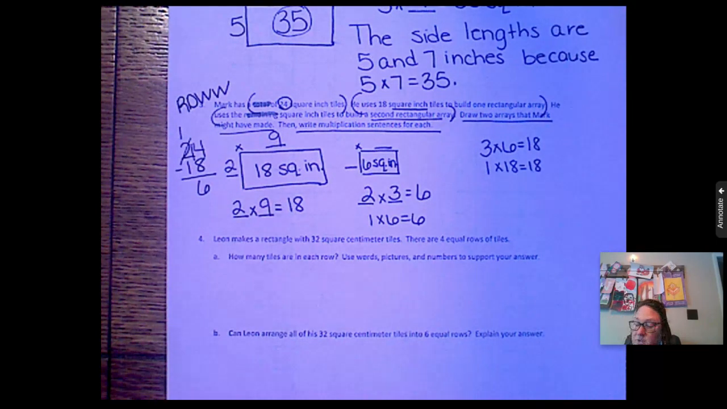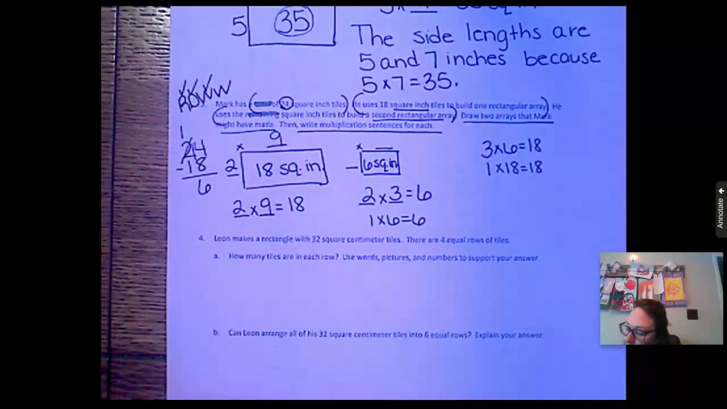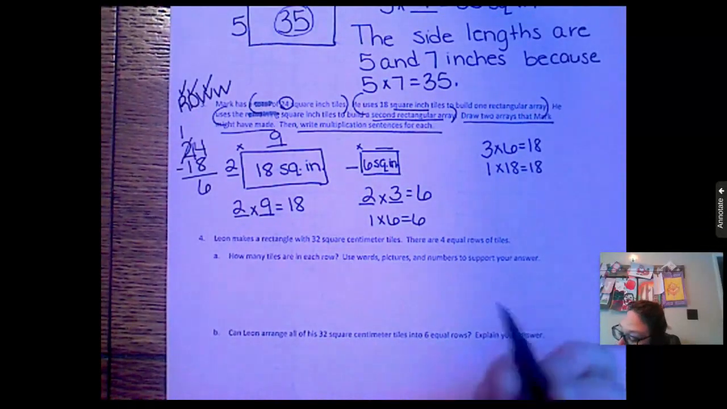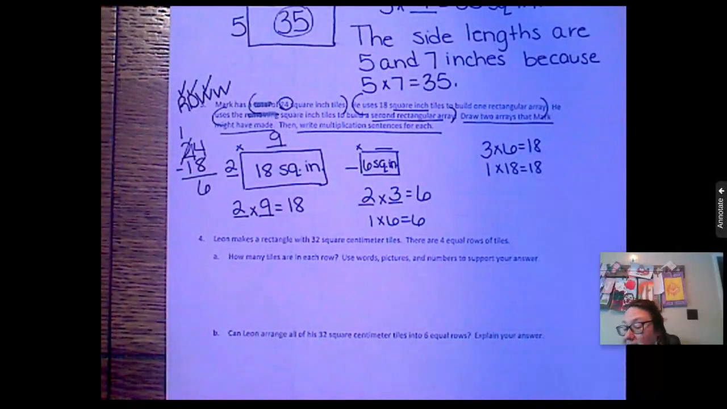Okay, so let's see. We did our read, we did our draw, we wrote our number sentences. And actually, as I'm looking at this, draw 2 arrays that Mark might have made, then write multiplications. We could actually cross off that last W because it's really just asking us to draw the arrays and write our number sentences. Okay, last one. 2 parts, but that's okay.